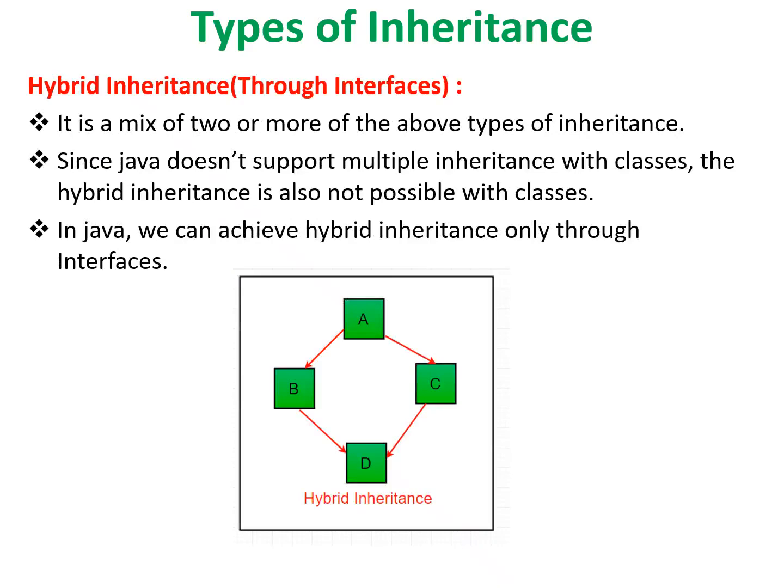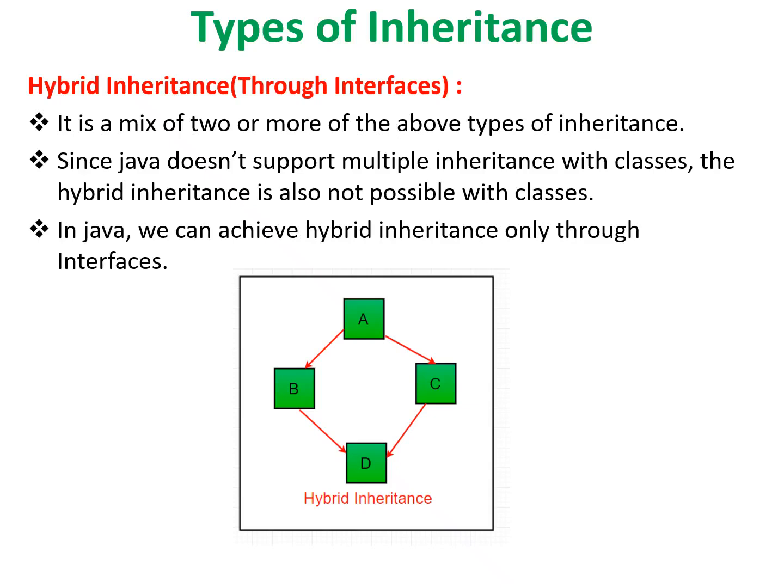The last one is hybrid inheritance through interfaces. It is a mix of two or more of the above types of inheritance. Since Java does not support multiple inheritance with classes, hybrid inheritance is also not possible with classes. In Java, we can achieve hybrid inheritance only through interfaces. A combination of two or more types can be achieved only using interfaces in Java.